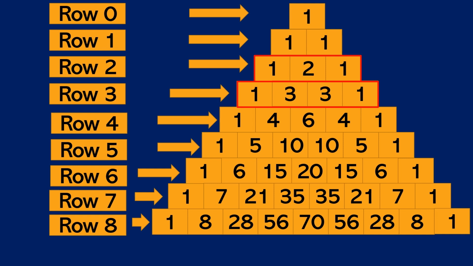Take note of row 2 and also take note of row 3, because we'll be using an example as we go along. Let's consider the binomial expression A plus B. Now we are raising it, A plus B, to the power of n, thereby making it a binomial expansion.